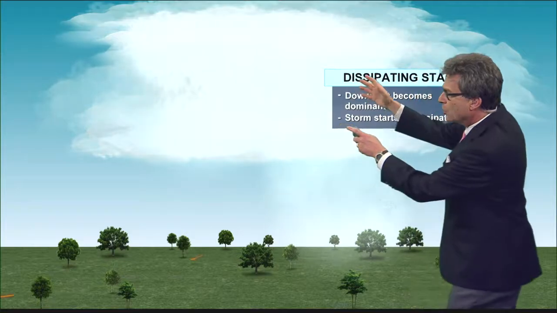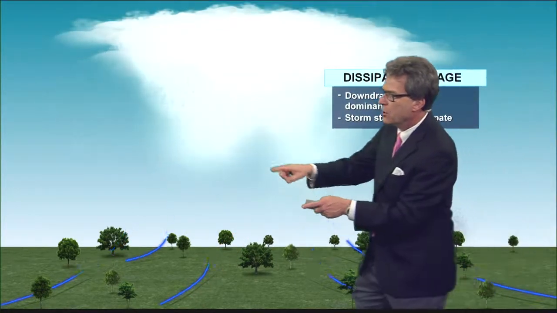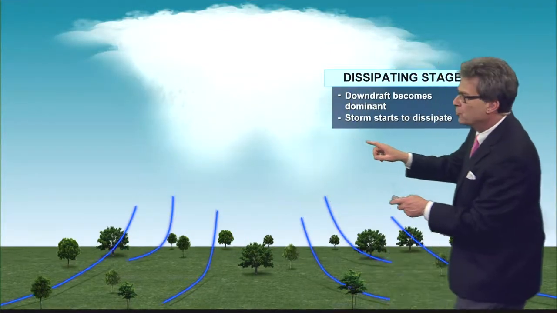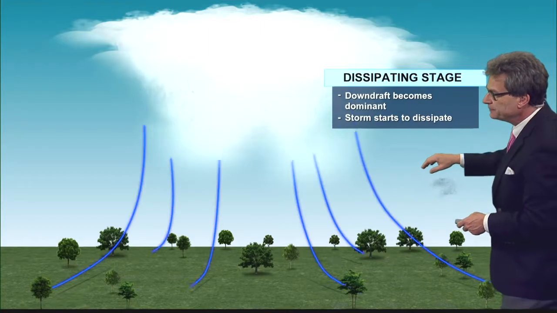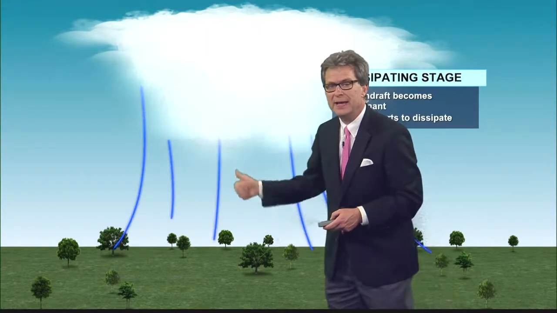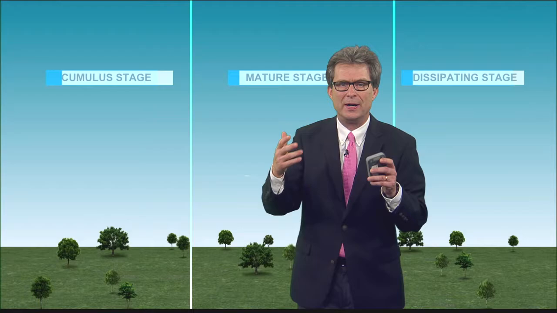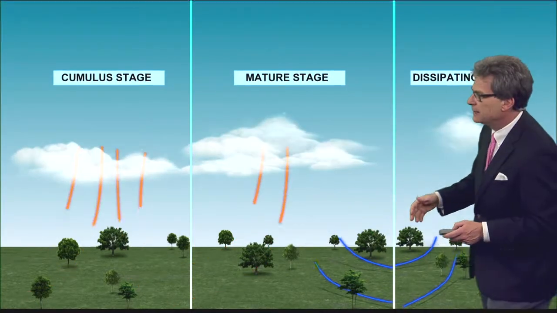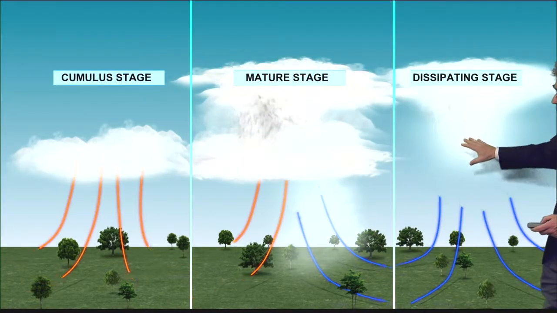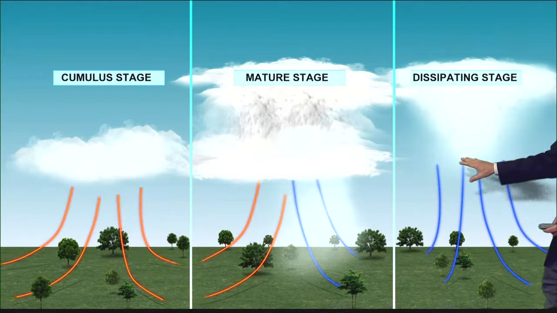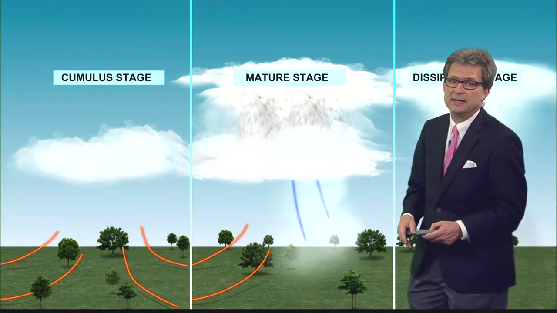Now, when the air going down is greater than the air going up, the thunderstorm dissipates, okay? And you need air to go up to form storms, so when it's only coming down in that dissipation stage, the storm will collapse, weaken, and possibly completely dissipate.